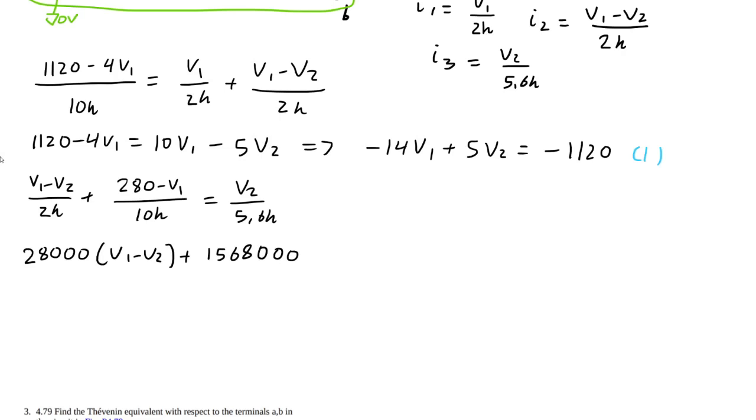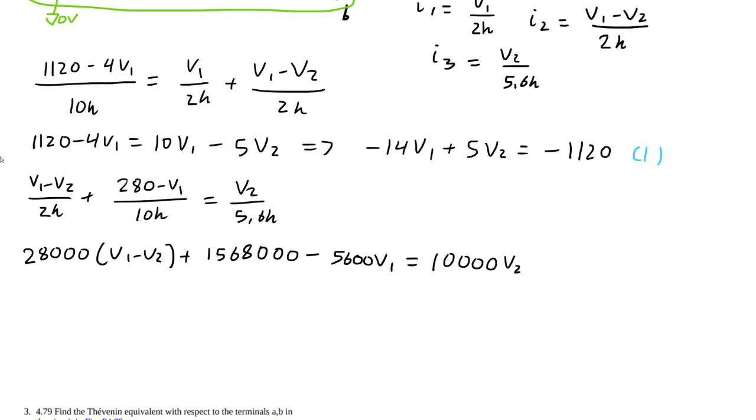156,800. Don't worry about these big numbers because it's just because of the denominator. Let's see, minus V1 times, so it's going to be 5600 V1 equals 56 million divided by 5.6, which is 10,000, not a million. So 10,000 V2. I'm going to simplify all of that.